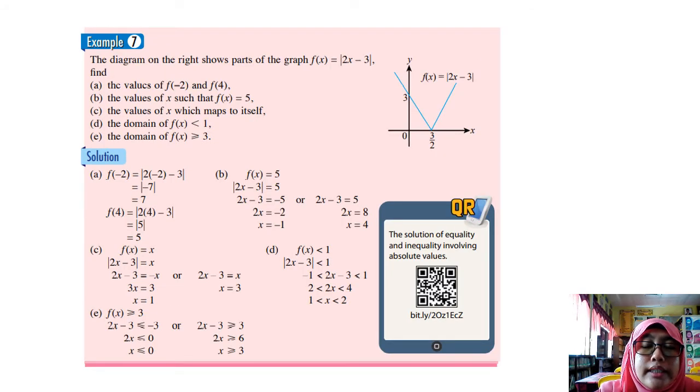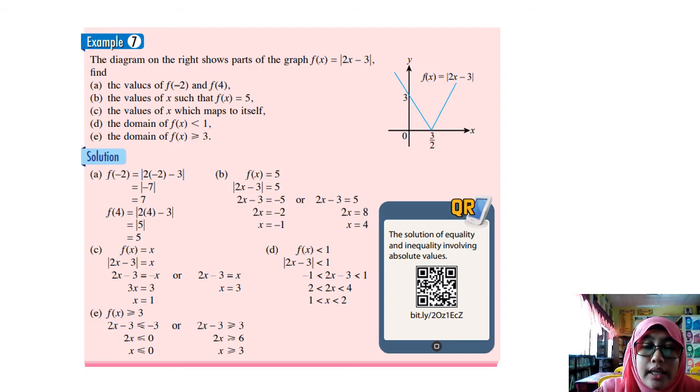Okay, look at example 7, the diagram on the right. Okay, this is the last example for today. Example 7. The diagram on the right shows a part of the graph of the modulus f(x) = |2x − 3|. This is a graph. Soalan tanya substitution.